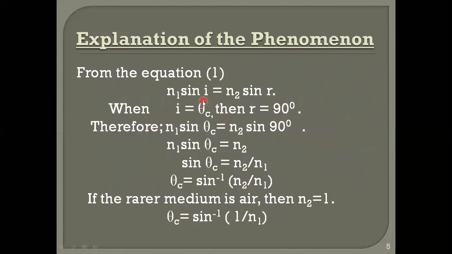From that equation, taking the second category, I equals theta c and R equals 90 degrees. Then N1 sine theta c is equal to N2 sine 90. Sine 90 is 1, so N1 sine theta c is equal to N2, or theta c is equal to sine inverse of N2 by N1. Now if the rarer medium is air, with refractive index 1, then theta c is equal to sine inverse of 1 by N1.